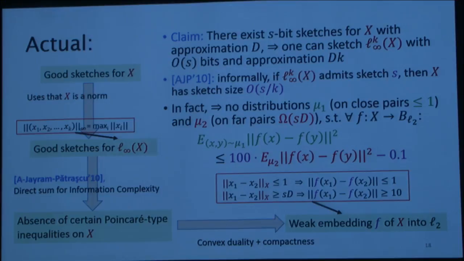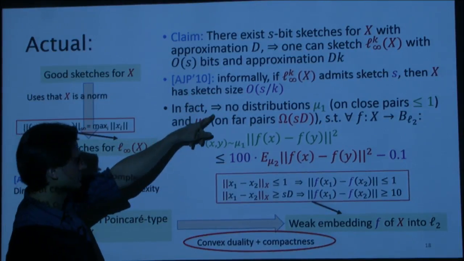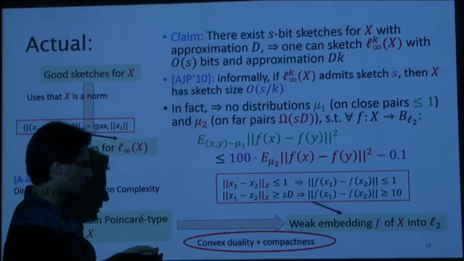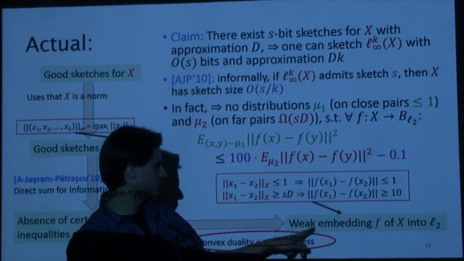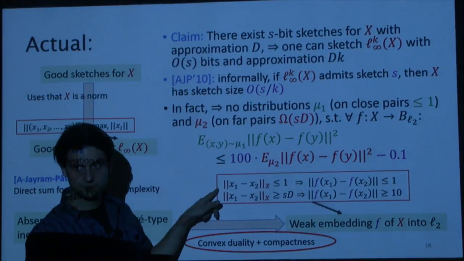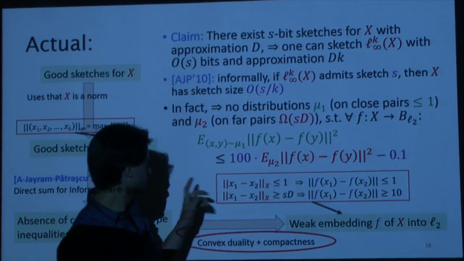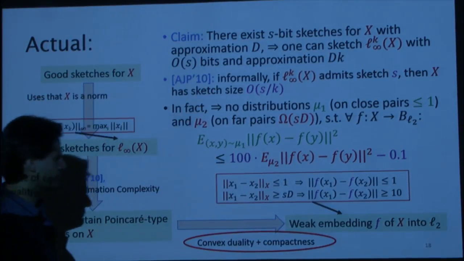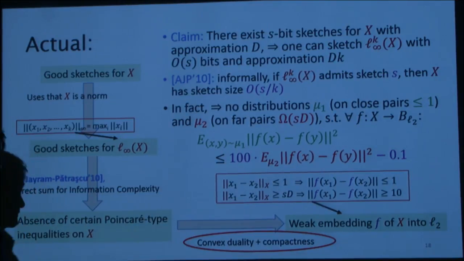Okay? So I want to show you after this that since there exist no distributions, you can apply convex duality and compactness to get that there exists a weak embedding which satisfies these properties. This 100 is related to this 10. This part is relatively mechanical, so I'll skip it.